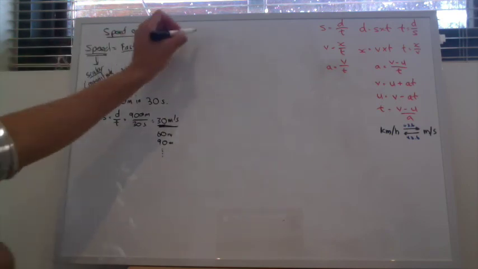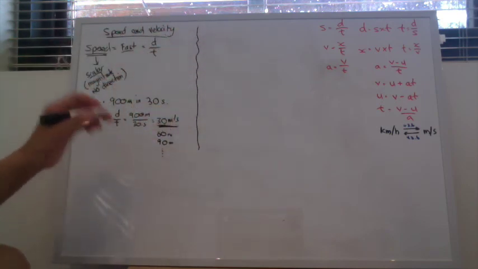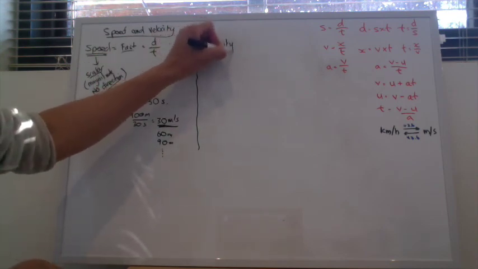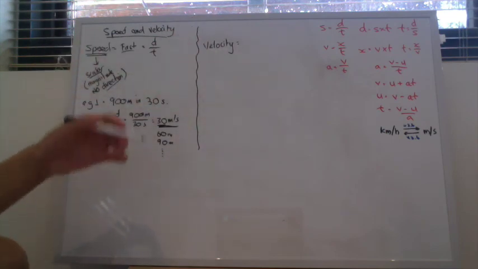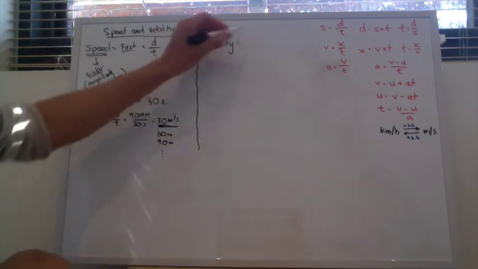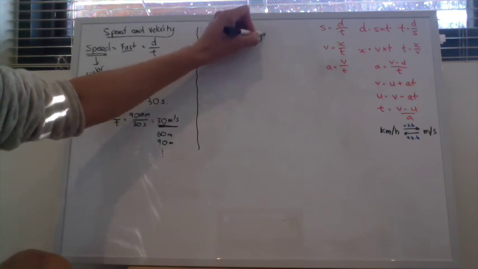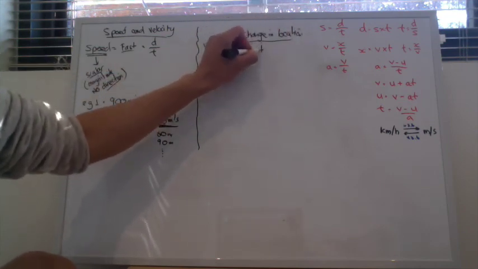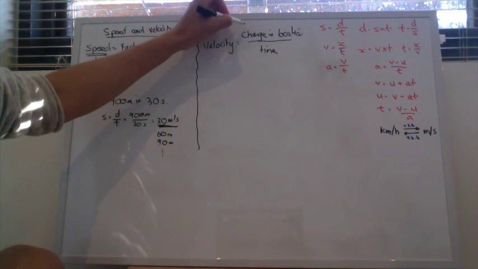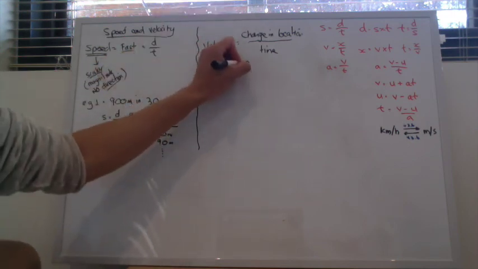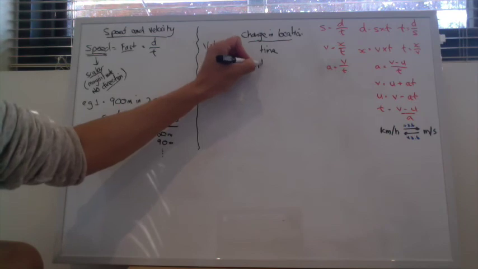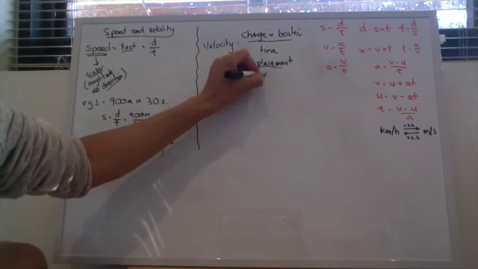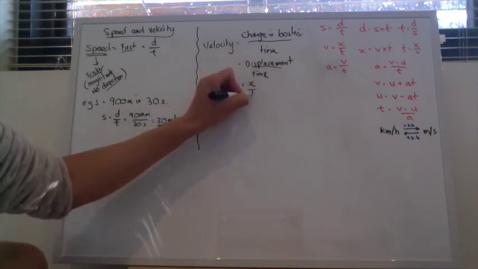The difference between speed and velocity really just comes down to that last aspect of direction. Velocity does not track how fast an object's moving. It's tracking its change in location over time. Now this change in location is what we call displacement. So velocity is really displacement over time, or in this particular case we call it x over t.